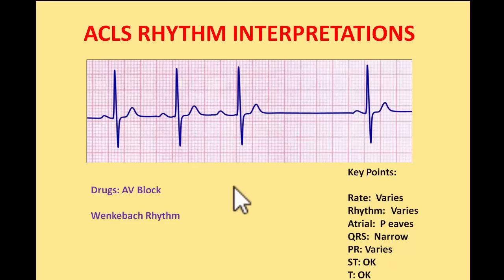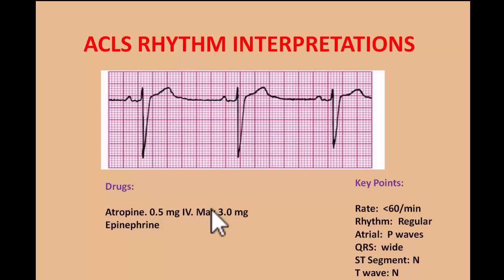Wenckebach is a type 1 type of AV block, which rarely gives any problems. Most of the time, it is benign. We just need to watch. We may see this in patients with inferior myocardial infarction, but as long as we are taking care of the ischemia and the blood pressure, oxygen level and all this, it should not be a major issue. Okay, let's look at here.